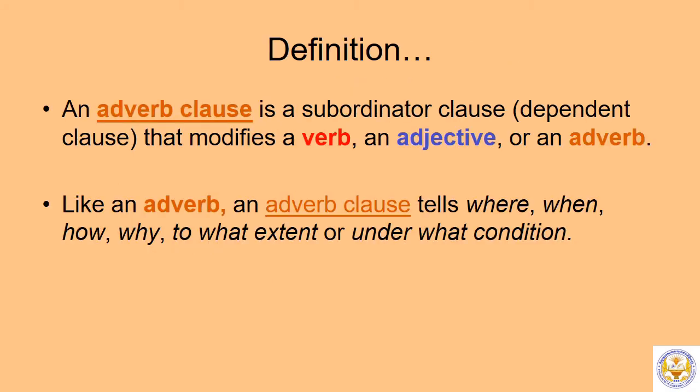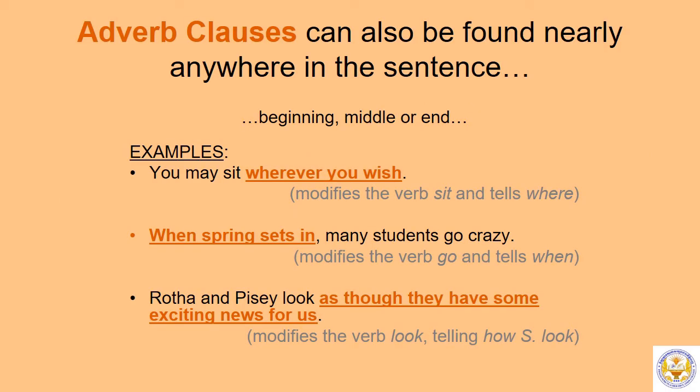So we can define an adverb clause as a subordinate clause or dependent clause that modifies a verb, adjective, or adverb. An adverb clause tells where, when, how, why, to what extent, or under what conditions. And we can find an adverb clause anywhere in the sentence, like an adverb: at the beginning, middle, or at the end of the sentence.